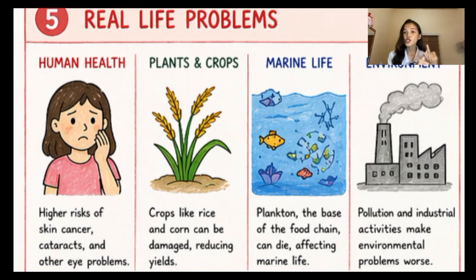In agriculture, plants and rice and corn can get damaged. Mas luya ang mga farmers kay ma-expose sila sa sun for too long. And now sa marine life, naay tiny sea organism nga if mamatay siya, the food chain will get affected. Siya ang base sa food chain. If mawala siya, maapektuhan ang tanan.